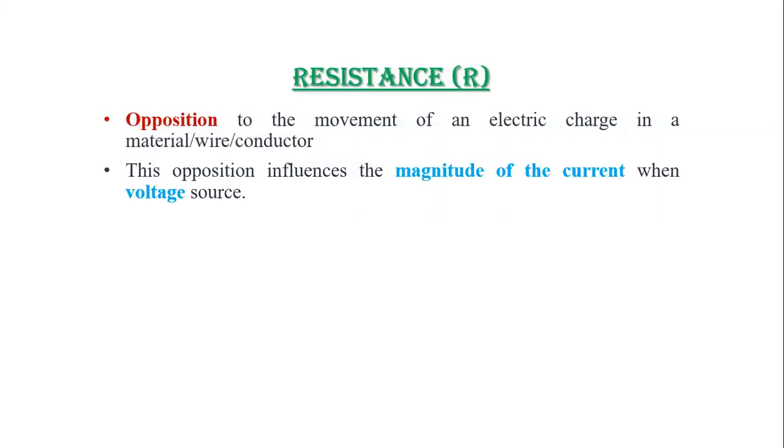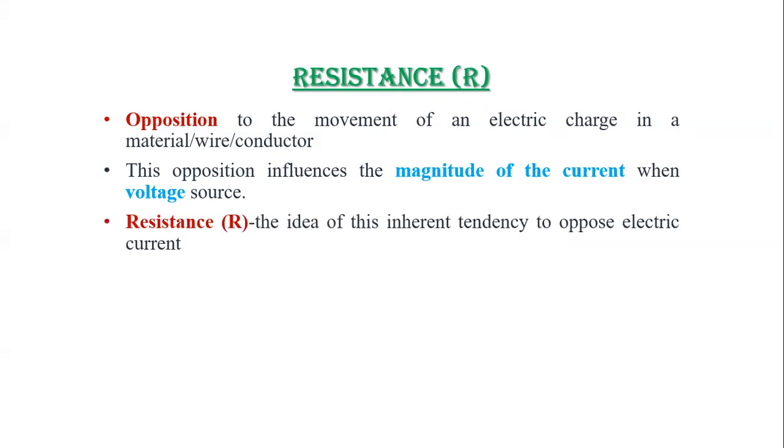This opposition influences the magnitude of the current when a voltage source is connected. The voltage source is the driving force for the charge, and whenever the charge moves in that material, the material will oppose that movement. That property of that material is known as the resistance. So this is the idea of the inherent tendency to oppose the electric current.